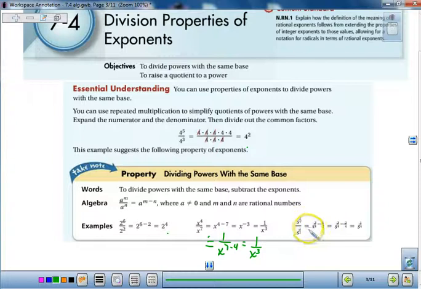What about when you have fractional exponents? So you have s to the 3/4 over s to the 1/2. Again, you're going to subtract the numerator minus the denominator, get a common denominator of your two fractions, and that gets us s to the 1/4.